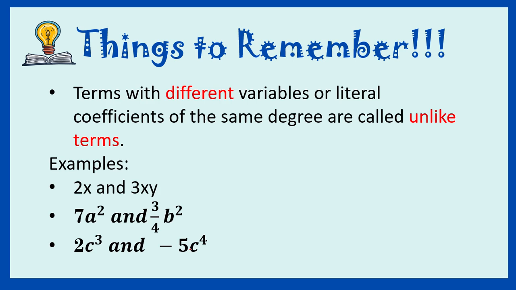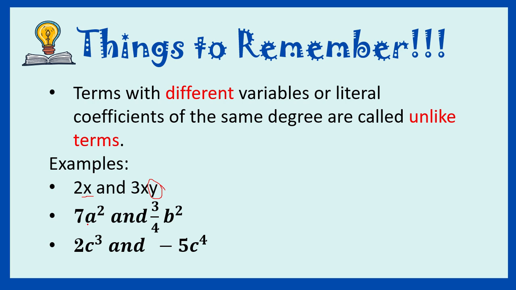Another thing that you should remember is that terms with different variables or literal coefficients of the same degree are called unlike terms. So for example, here 2x and 3xy is unlike term. Kasi doon sa una natin, 2x ang kanyang variable lang, tapos dito meron na siyang y. So, kailangan parehas ang kanyang variable para masabi natin na like terms.